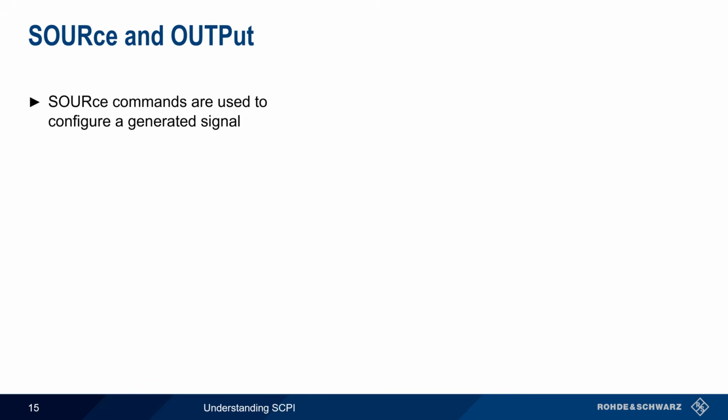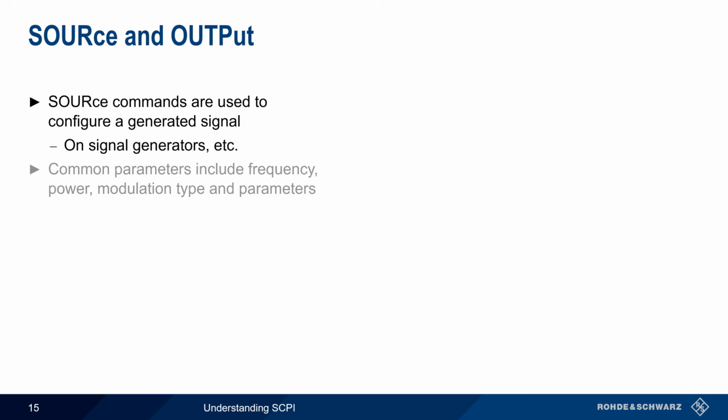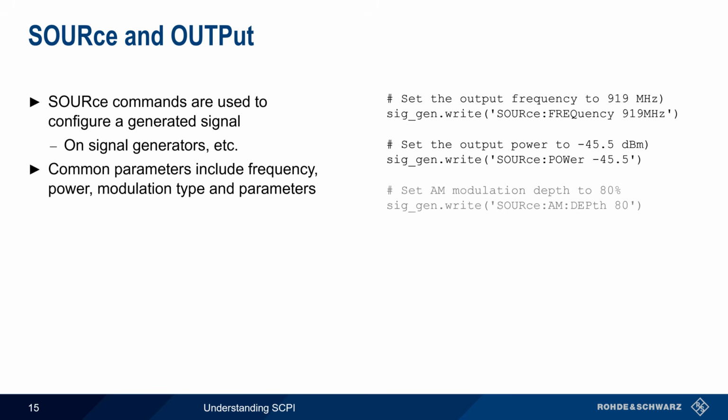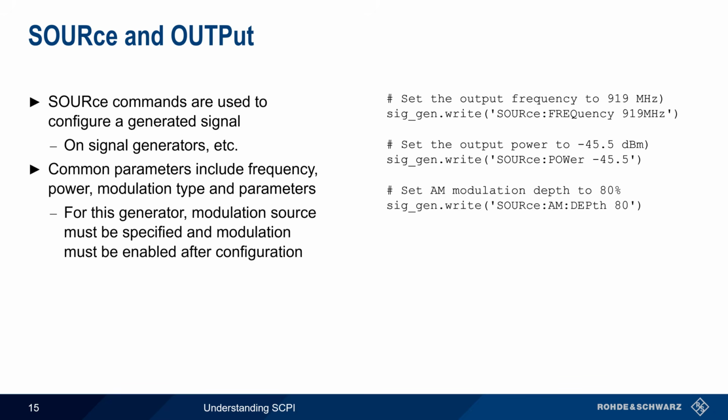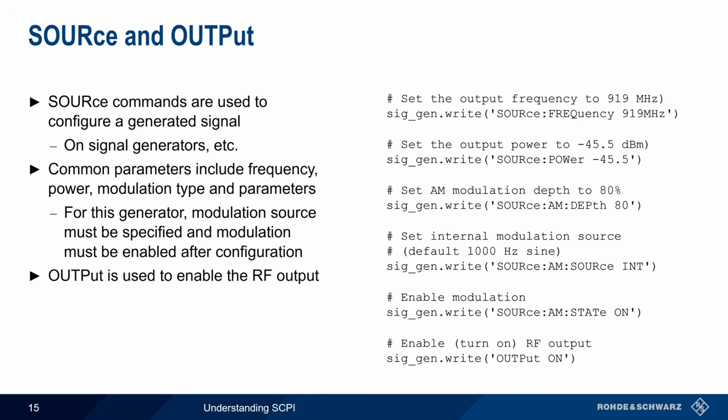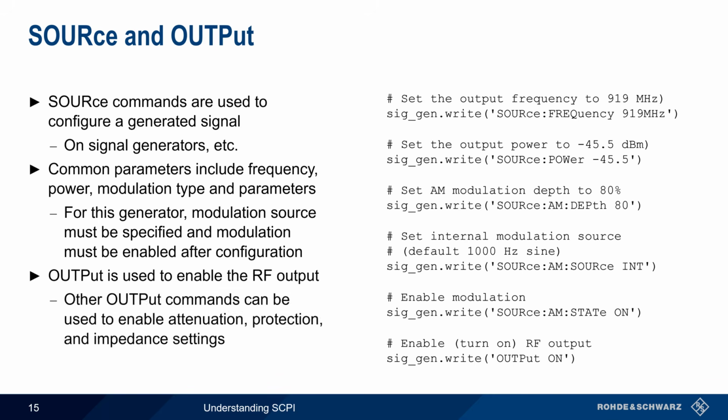The source command is used to configure an output signal, and therefore is most commonly used in signal generators. Common parameters include the frequency of the generated signal and output power, as well as any modulation parameters. Note that when configuring AM modulation for this particular generator, we also must specify the source of the modulating signal and must explicitly enable or turn on modulation. Closely related to source is the output command, which enables RF output of the generator. Other output commands can be used for things such as enabling attenuation and protection functions, or for setting output impedance.